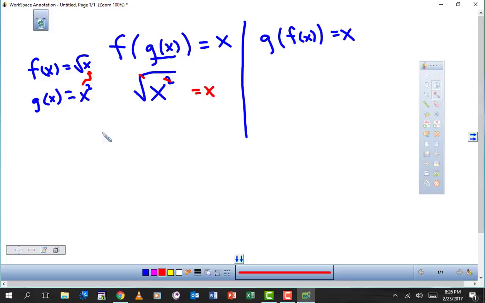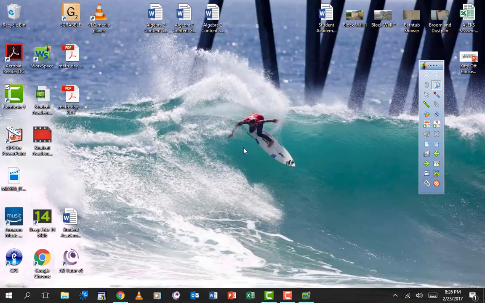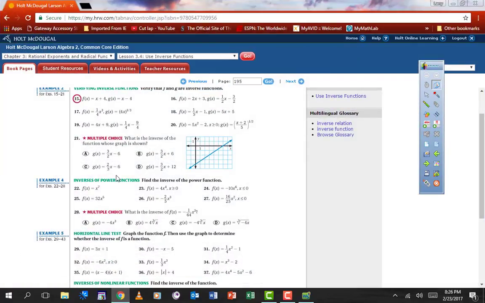Well, so anyhow, I'm going to go ahead and do a couple other examples from your book that will illustrate the same idea. So let's just go to your book. You're going to be doing 15 through 25 odd now on your assignment. So maybe I could just do a couple of examples here for you. Let's look at number 16, for example.